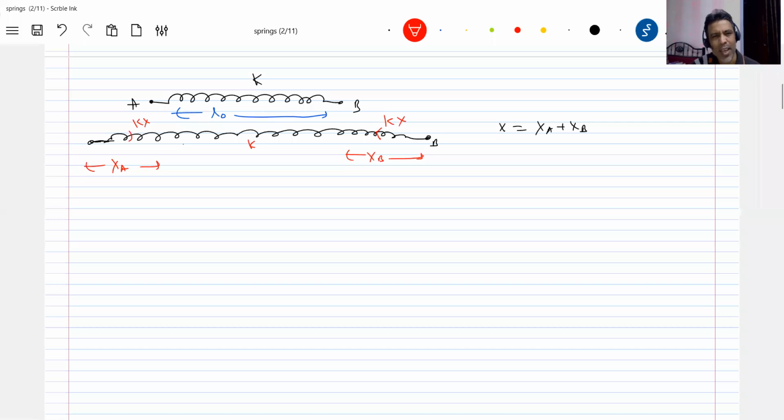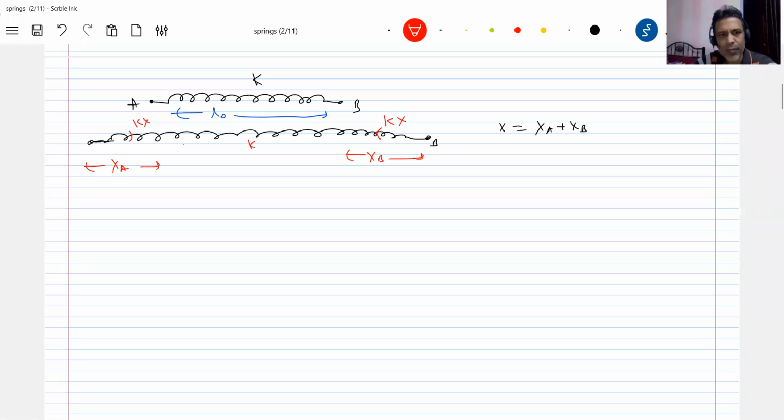So why XA plus XB? You know from here directly what is the increase in length. This end I'll move by 1 centimeter, this 2 centimeter. What is the total increase in length? 3 centimeters. So what is the total elongation of spring? 3 centimeters. So how much is the spring force? Total elongation into spring constant will be the spring force. As it is elongated, our spring force should act at the ends directed towards the center.